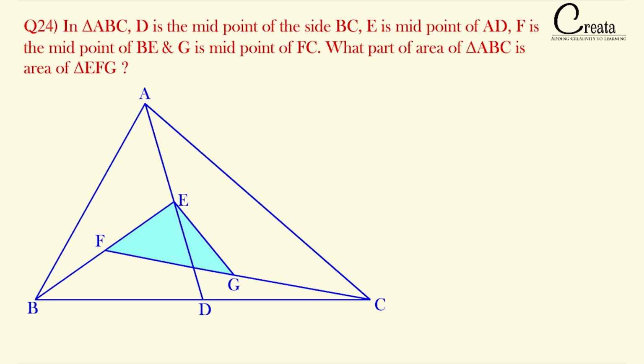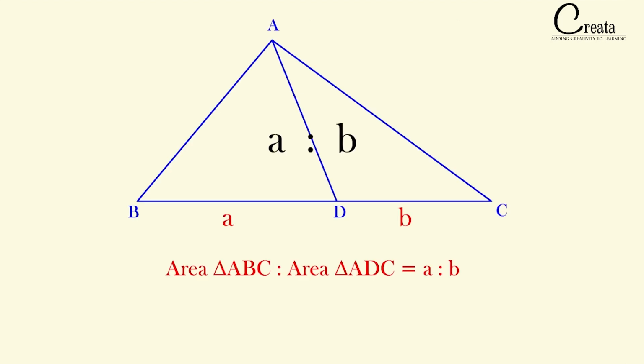Let's proceed with the question. For that, let's assume the area of the triangle ABC as 1 unit. We have assumed the area of the triangle ABC as 1 unit, and we have to calculate the area of the triangle EFG in terms of ABC. Let's see now how to approach this question. The only one fundamental will be applicable in solving this question. The fundamental is that the ratio of area of two triangles having the same height is equal to ratio of their bases. Based on this single fundamental, we will solve the question.